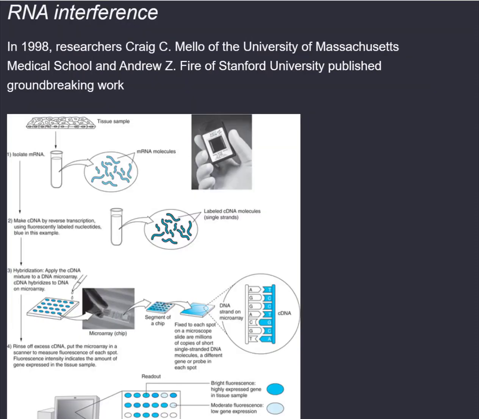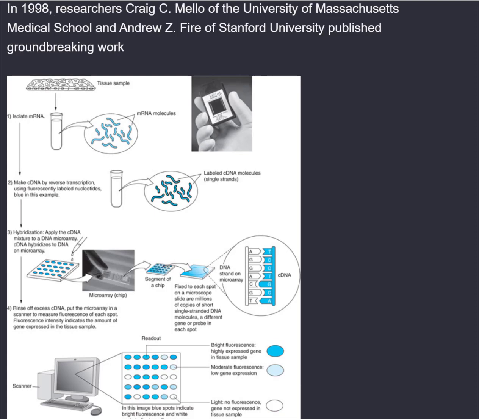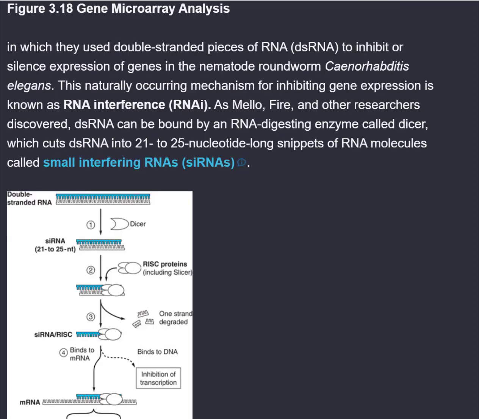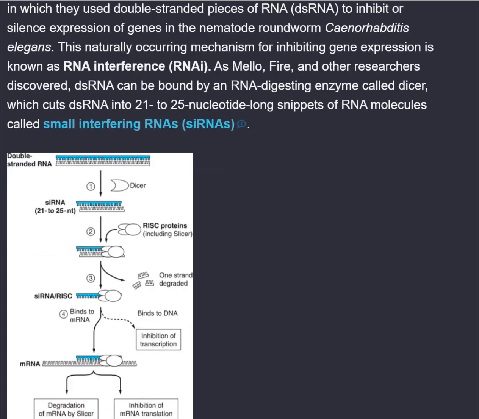RNA interference. In 1998, researchers Craig C. Mello of the University of Massachusetts Medical School and Andrew Z. Fire of Stanford University published groundbreaking work in which they used double-stranded pieces of RNA, dsRNA, to inhibit or silence expression of genes in the nematode roundworm Caenorhabditis elegans. This naturally occurring mechanism for inhibiting gene expression is known as RNA interference, RNAi.